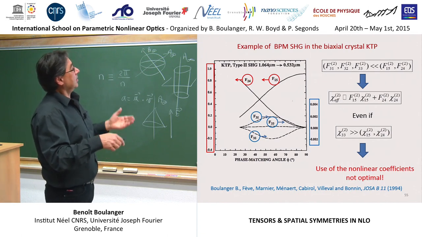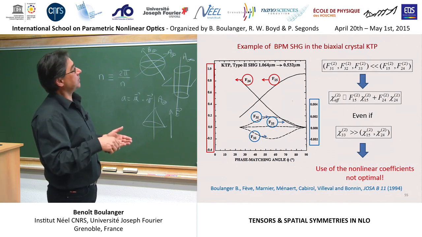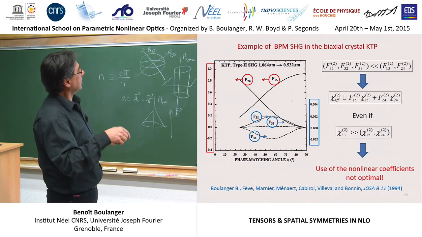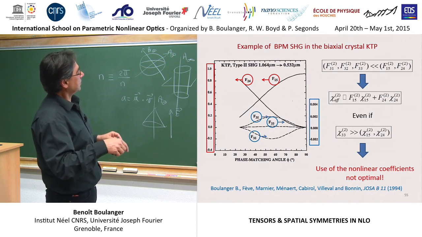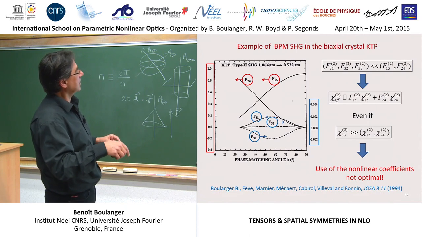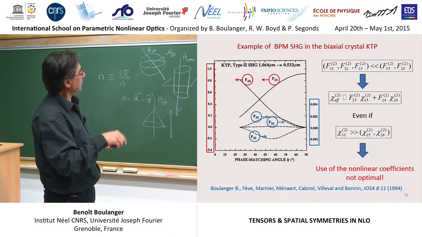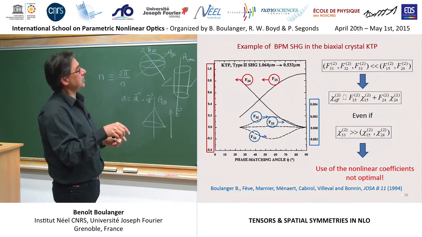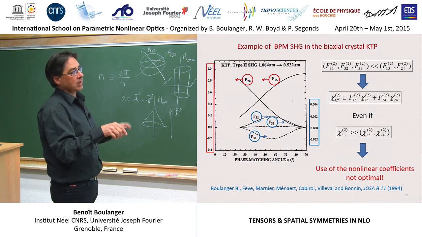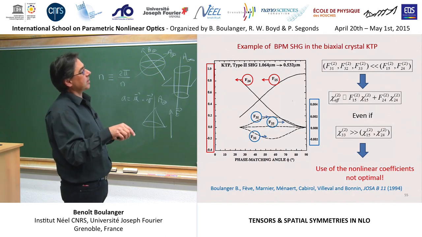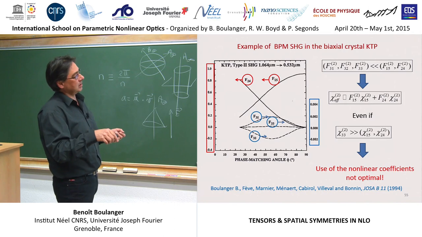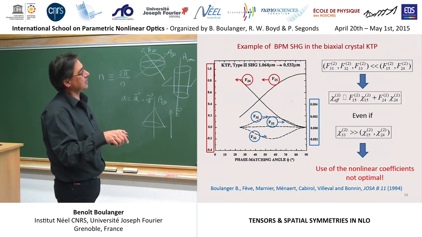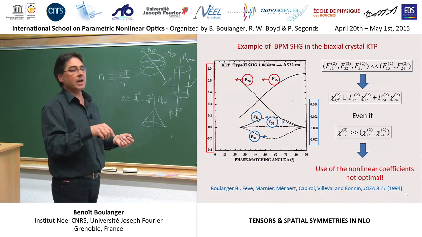And so here, if you plot these five coefficients, be careful, because the scales are not the same. These coefficients, the scale is on the right, are two orders of magnitude smaller than these two elements. You see here that F31, F32, and F33 are two orders of magnitude smaller than F15 and F24. So when you calculate the effective coefficients, it can be approximated by F15 chi15 plus F24 chi24.